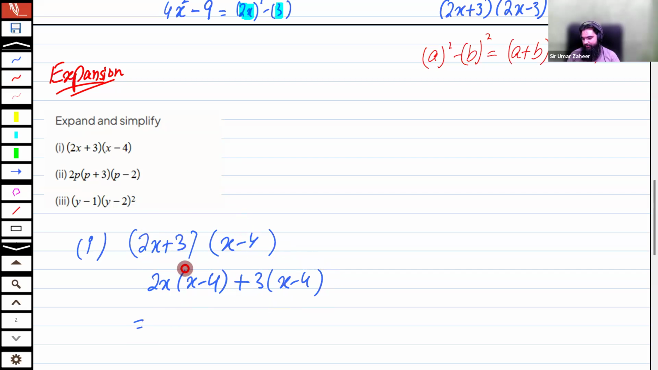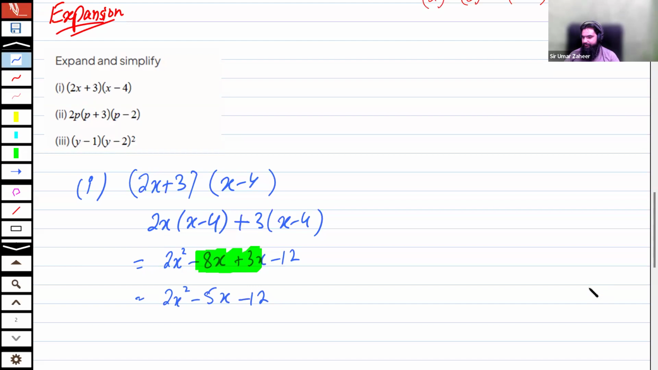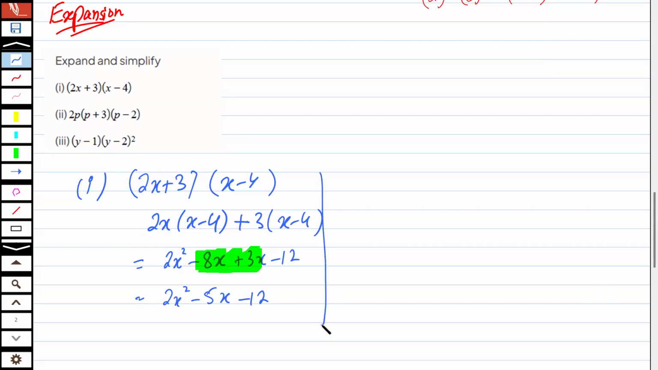We are multiplying 2x with the whole next term, and 3 with the whole next term. Now 2x multiplied by x will be 2x squared. 2x multiplied by 4 will be minus 8x. 3 multiplied by x will be 3x. And 3 multiplied by 4 will be minus 12. Now the x terms are the same kind, so we can add or subtract them. Minus 8x plus 3x will be minus 5x, and then minus 12. Is it clear? Yes. Now we have the second one.